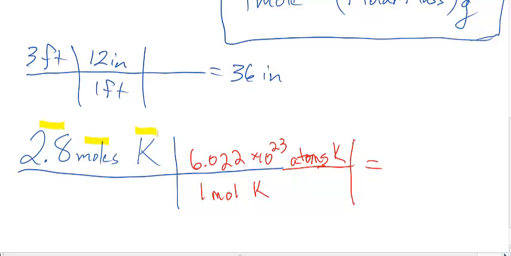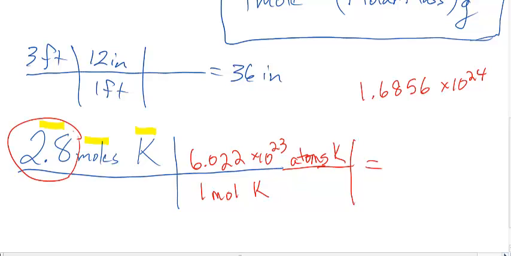By the way, when we calculate this, the 2.8 times 6.022 times 10 to the 23rd, we get a whole big long number: 1.6856 times 10 to the 24th. Do I need to write that whole number down? Do I have to write all those zeros? No. Oh, wait. Do we have to do sig figs? We really do. Looking back at my original number, it looks like I have 2 sig figs. So round that to 2 sig figs.